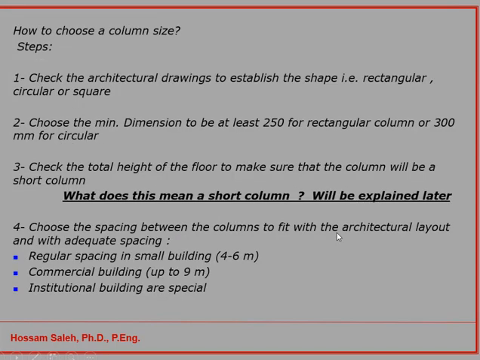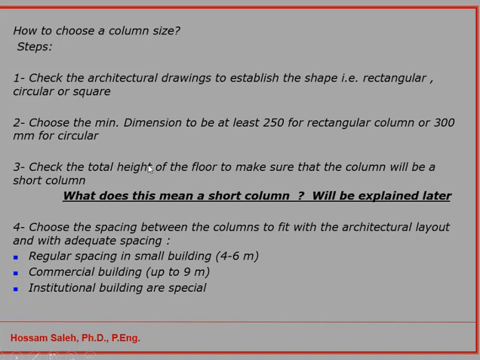Now, how can we choose the concrete column size? First, we have to look at the architectural drawing to establish the shape and the location. The shape itself can be rectangular, square, or circular. Second, we start with the minimum dimensions of the code. As I said, preferred is 250 millimeter, or 300 millimeter for a circular column.